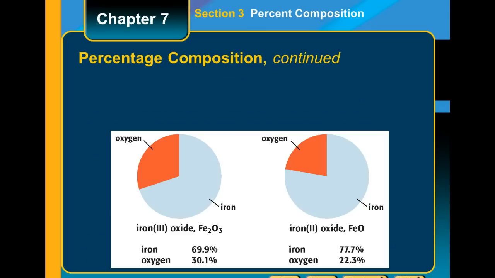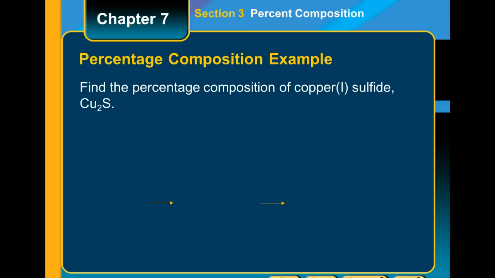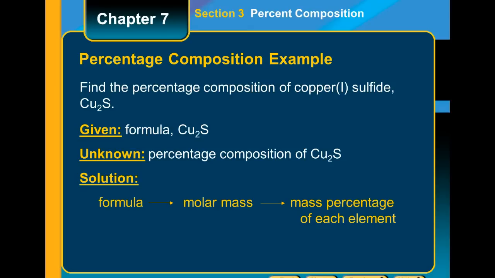So this graphic shows you two different samples. You have Fe2O3 versus FeO, and you can see that the percent composition is different between the two different compounds. So if we were being asked to find the percent composition for Cu2S, we would need to know the mass. So you have the formula, the molar mass, and then you can find the mass of each percent.